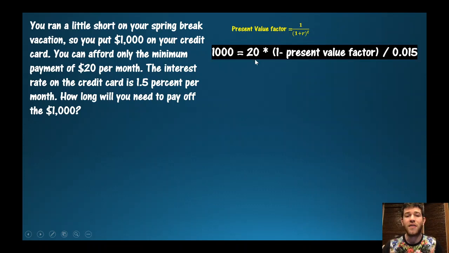So we have this $1,000, which is what we owe, and that's going to be equal to the $20 that we're paying times our annuity factor, which is (1 minus the present value factor) over 0.015. So we solve from here.